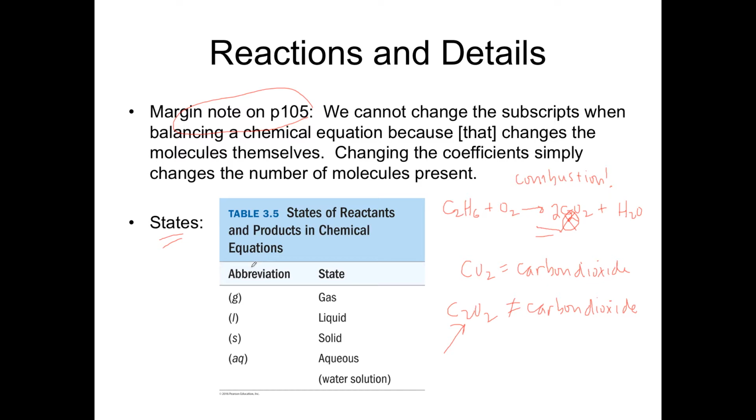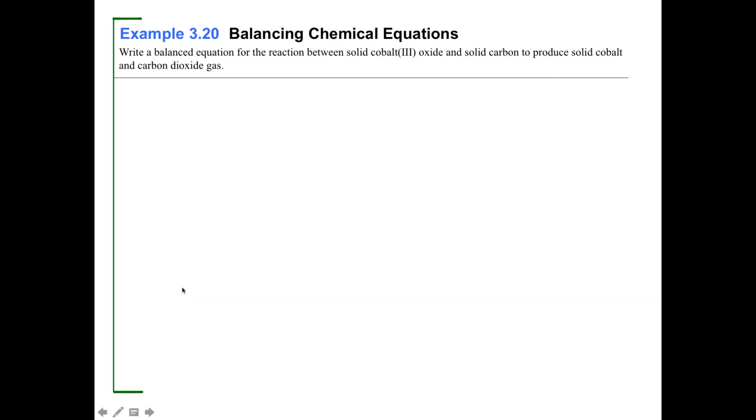All right. Okay, so let's do an example, and I'm going to keep this in mind too as I go this time. You ready? Example 3.20, and this is in your textbook on page 109. Write a balanced equation for the reaction between solid cobalt-3 oxide and solid carbon to produce. All right. Write a balanced reaction. This is a very common way that the question is given. And what we're supposed to do is write a balanced equation for the reaction between solid cobalt-3 oxide.